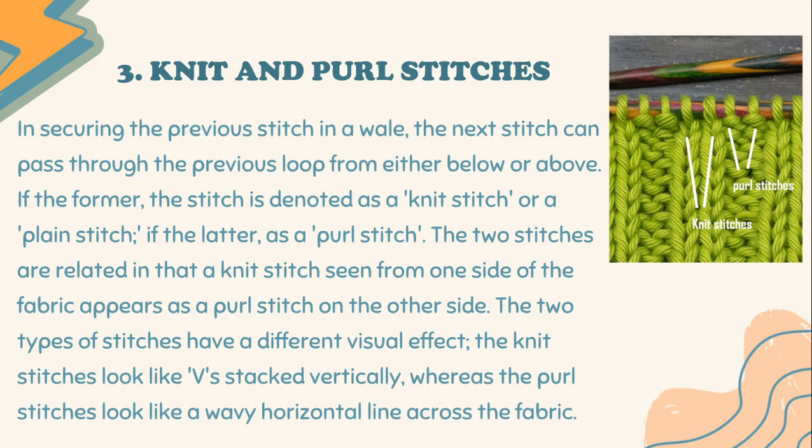The two types of stitches have a different visual effect. The knit stitches look like Vs stacked vertically, whereas the purl stitches look like a wavy horizontal line across the fabric. So, in the picture given is the example of knit and purl stitches.